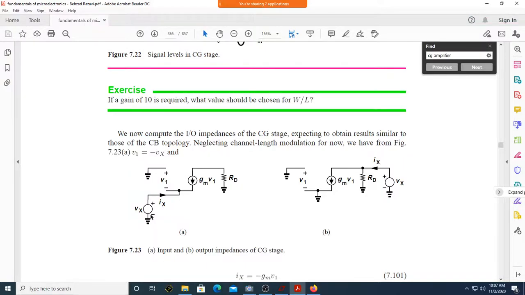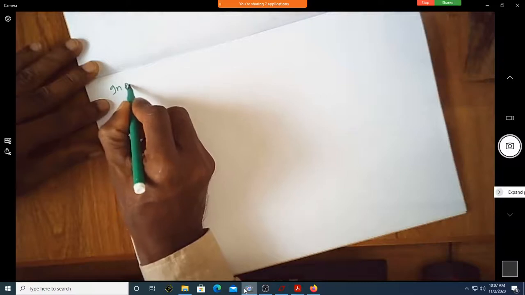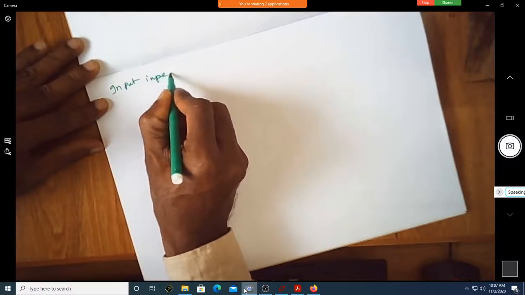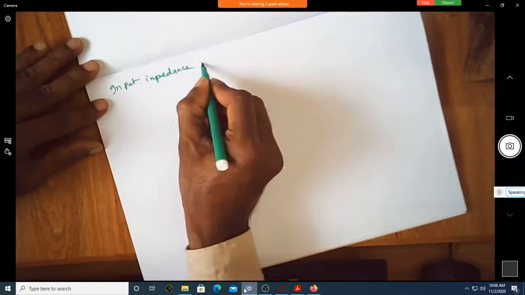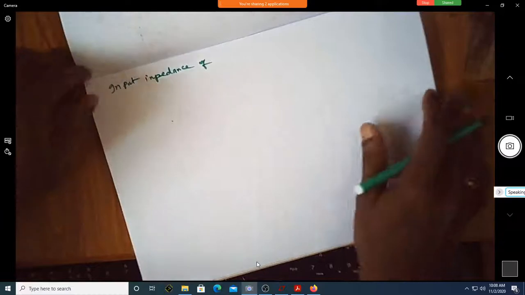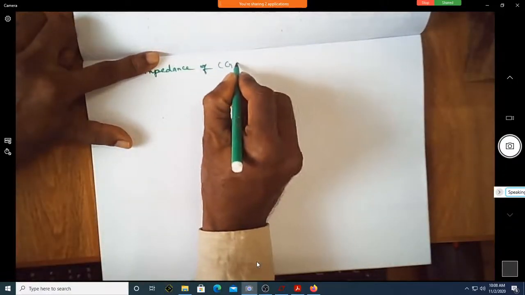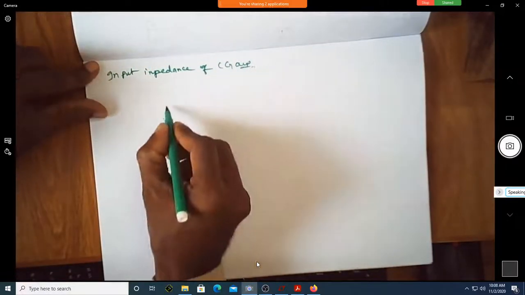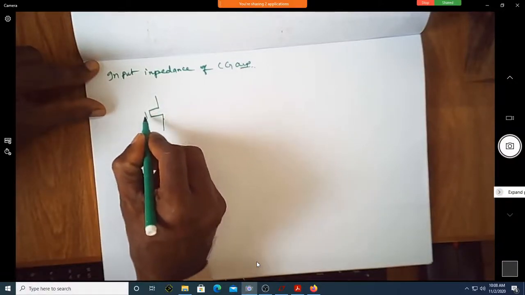You apply the input voltage Vx at the input port. Let me do it in my notebook. How to find the input impedance? The task is now to find the input impedance of the CG amplifier. So let me write the CG amplifier here.